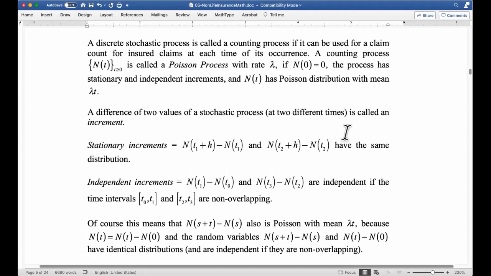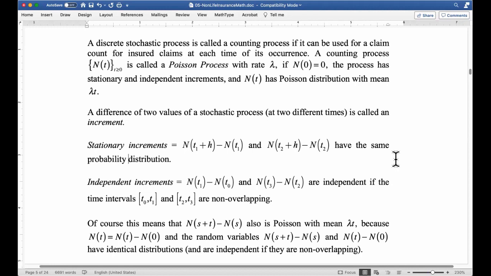A difference of two values of a stochastic process at two different times is called an increment. Stationary increments means that the differences n of t1 plus h minus n of t1, and n of t2 plus h minus n of t2, have the same distribution. So you see that these are changes in value of the process at two different points in time, but they have the same probability distribution. That's the property that we want: the length of the time interval tells you what the distribution is, and it doesn't matter where that time interval is.